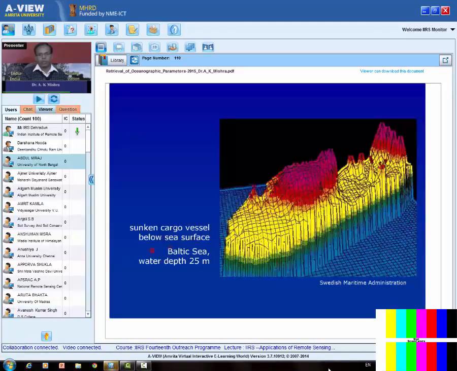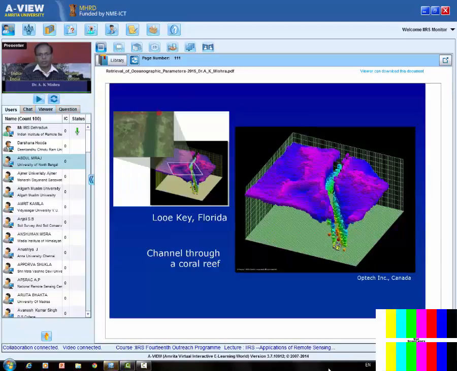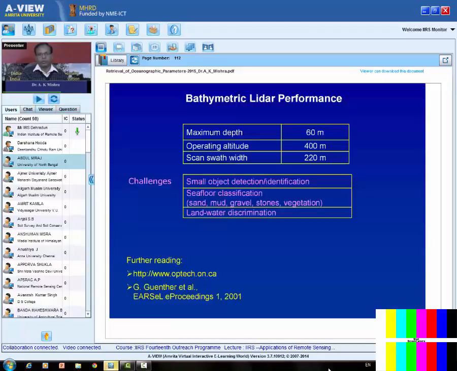And this is a sunken cargo vessel below the sea surface in the Baltic Sea. Water depth is 25 meters. And this is a channel through a coral reef. And these are the bathymetric radar performance figures. Maximum depth you can go up to is 60 meters. Operating altitude is 400 meters, and scan width is 220 meters.